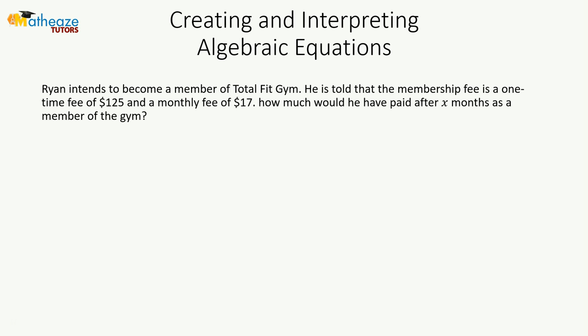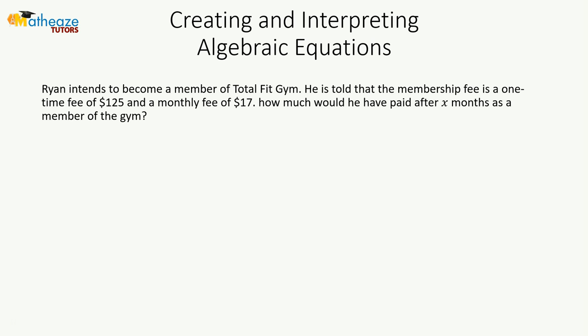It says Ryan intends to become a member of Total Fit Gym. He is told that a membership is a one-time fee of $125 and a monthly fee of $17. How much would he have paid after X months as a member of the gym? So, as we said earlier, we're going to look at variables that do not change. So, what does not change? The one thing to look at is, what is it that will not change based on the number of months that he is a member of that gym?